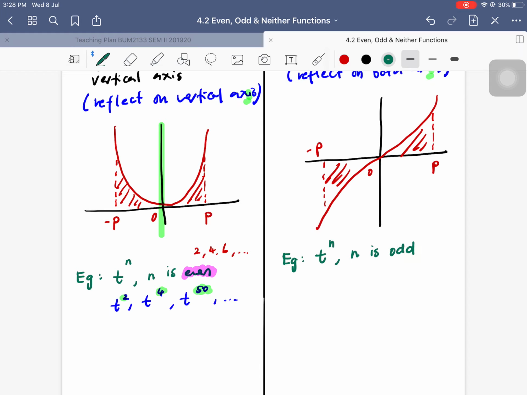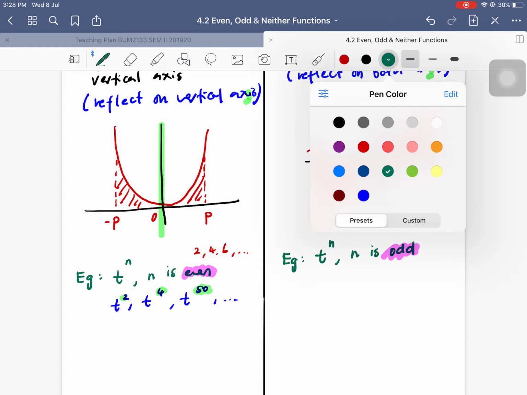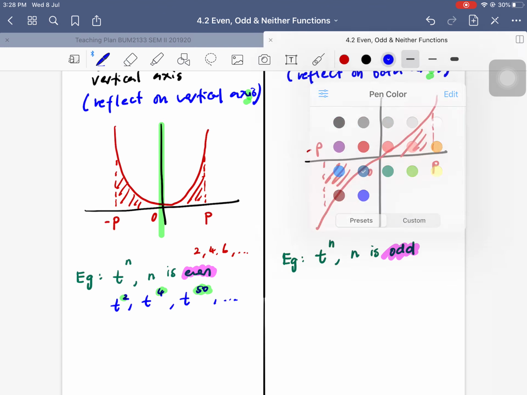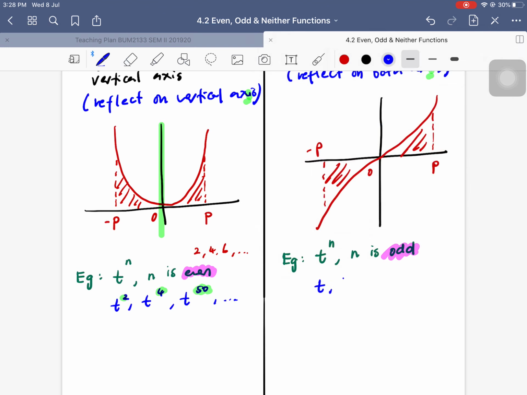This is a number that is not a multiple of 2. In Malay it is called nombor ganjil. For example, if I were to have t to the power of 1, t to the power of 3, t to the power of 7 and so on, those are going to be examples of an odd function.